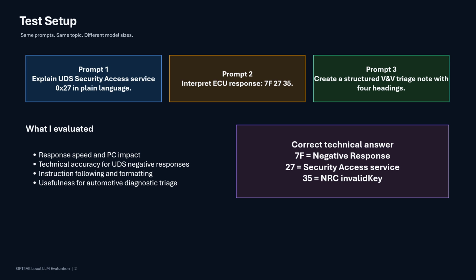The correct interpretation is that 7F represents a negative response, 27 is the original security access service, and 35 is the negative response code for invalid key.